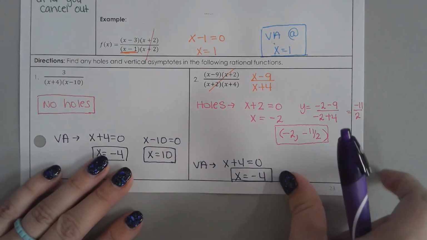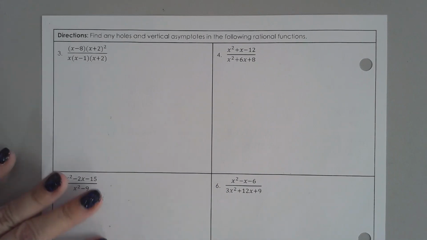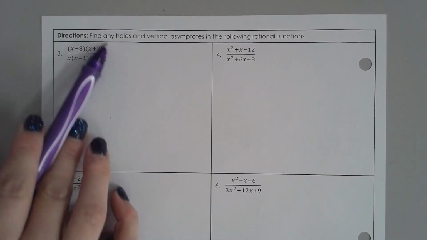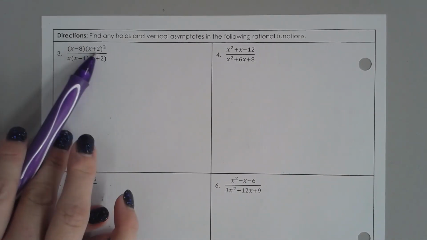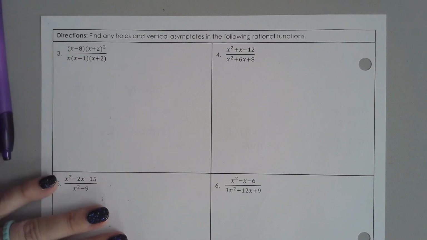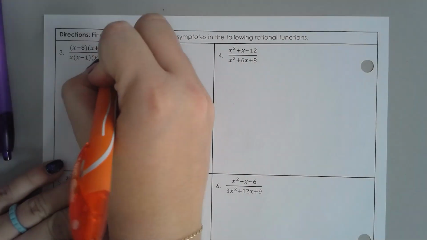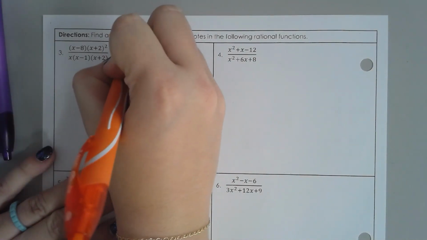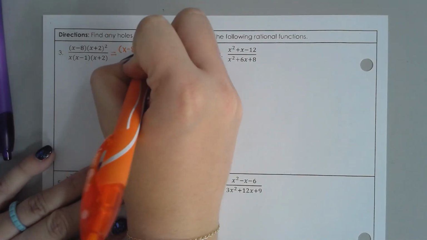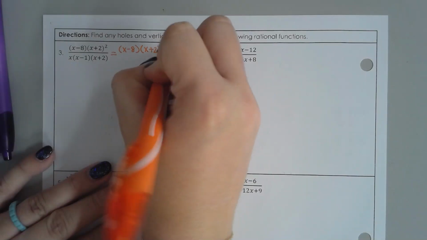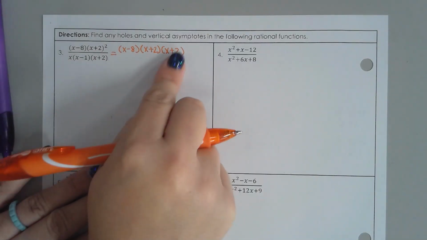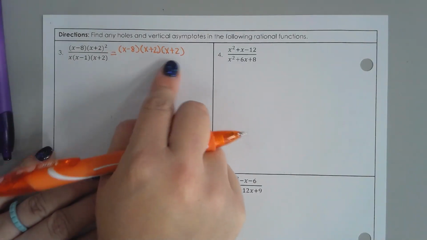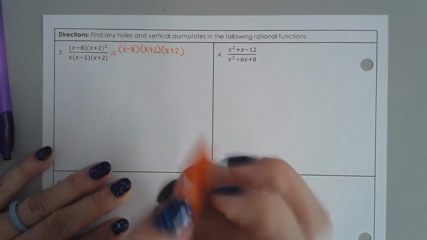Any questions? Number 3. Something that's different about this one is that it's squared. That's the same thing as having x minus 8, x plus 2, x plus 2. It's the same thing as having the x plus 2 twice. When you have a squared, that means you multiply it by itself.